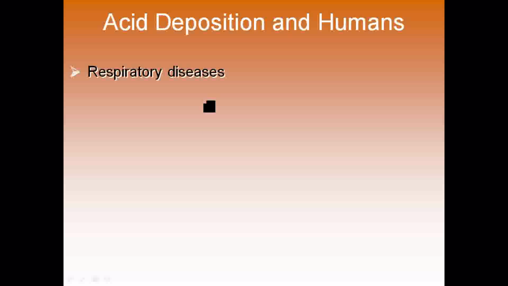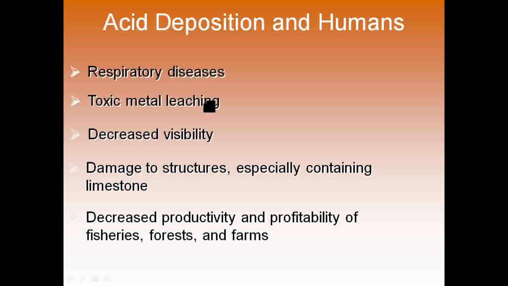Alright, aside from the damage that's done to soil, to forests, and to lakes, acid deposition has damage to humans. For instance, respiratory diseases are a big problem in areas where there's a lot of acid deposition. People are breathing in acidified water vapor, so it irritates the lungs. There's toxic metal leaching. More on that in a minute. I have a nice diagram to show you that demonstrates how toxic metal leaching happens in soil.